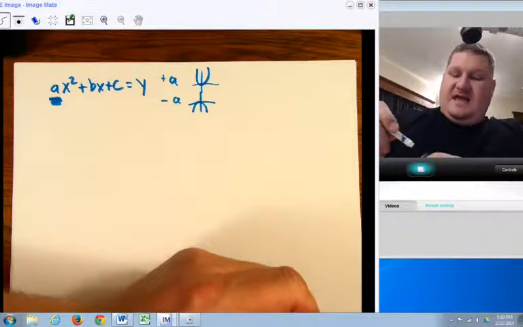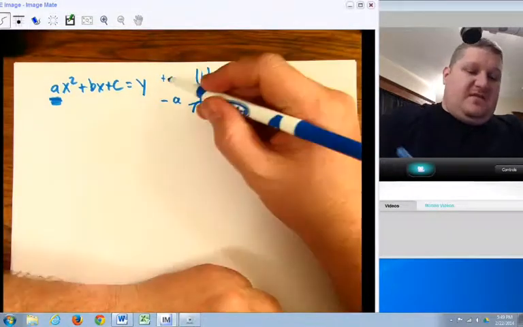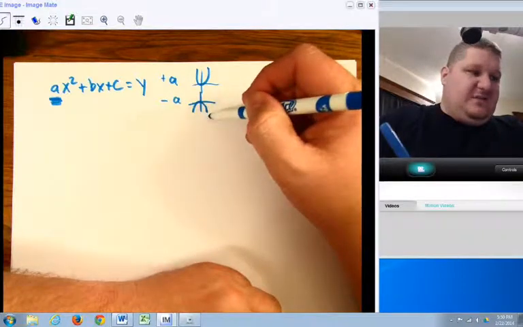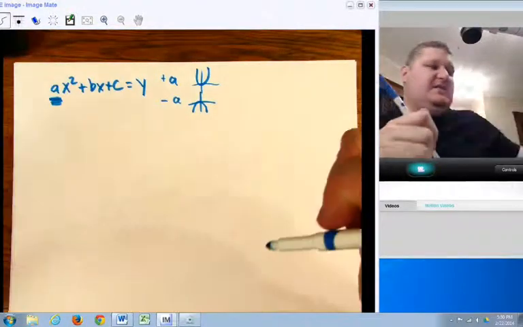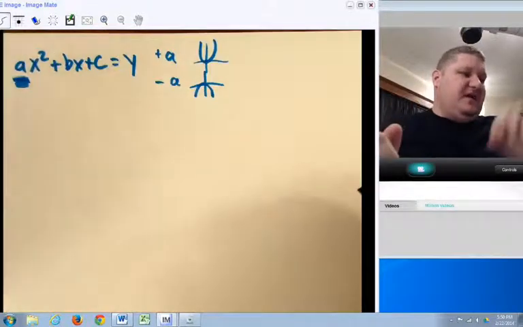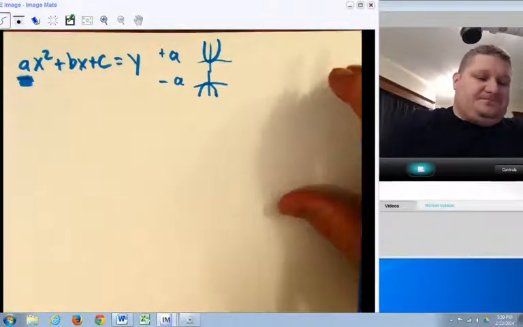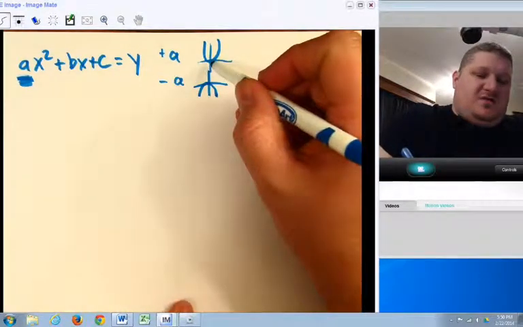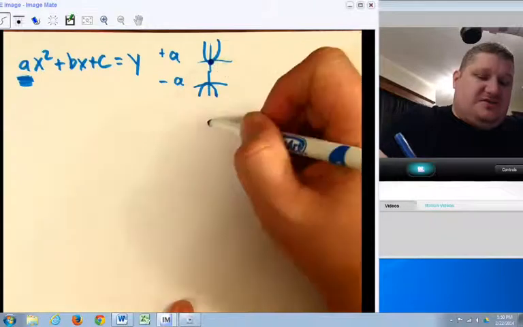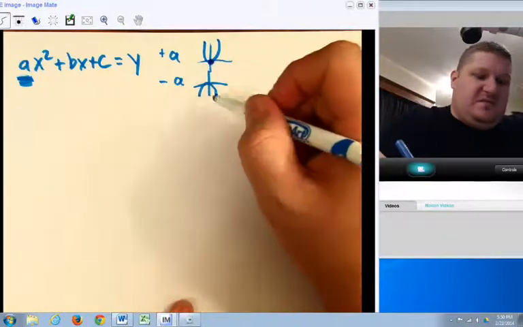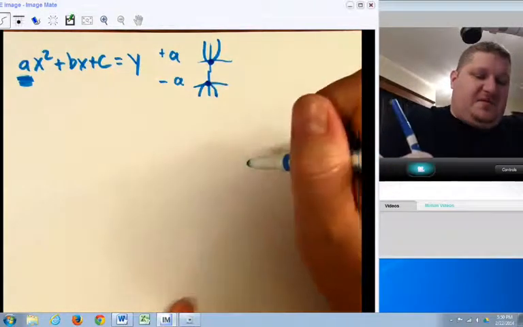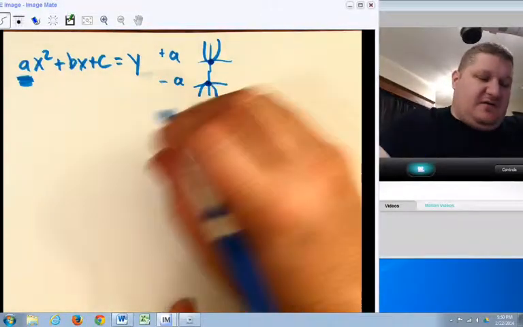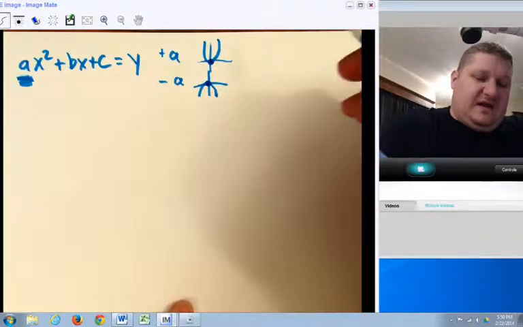If a is positive, then it's going to open up. If a is negative, it opens down. Now, that's going to be a key thing when we start to put all this stuff together. The next thing we have to say is, in any parabola, the most important point is actually its vertex. It's either the minimum if it opens up or the maximum if it opens down. So what would be nice is if we could find a way to figure out where that vertex is.